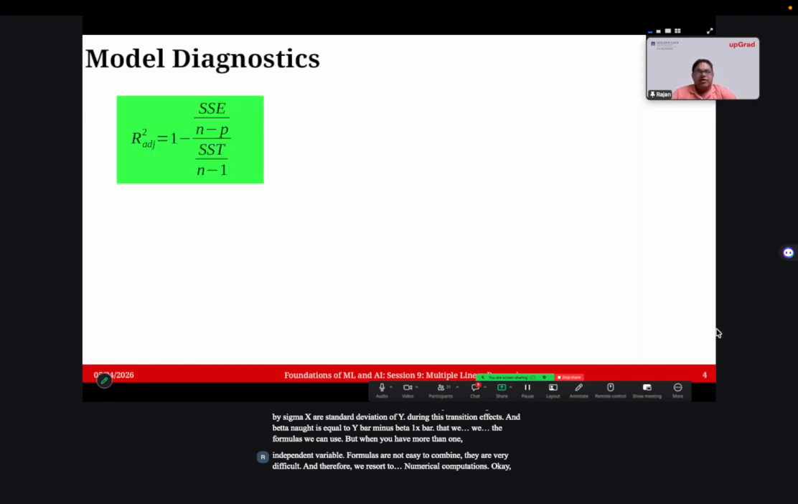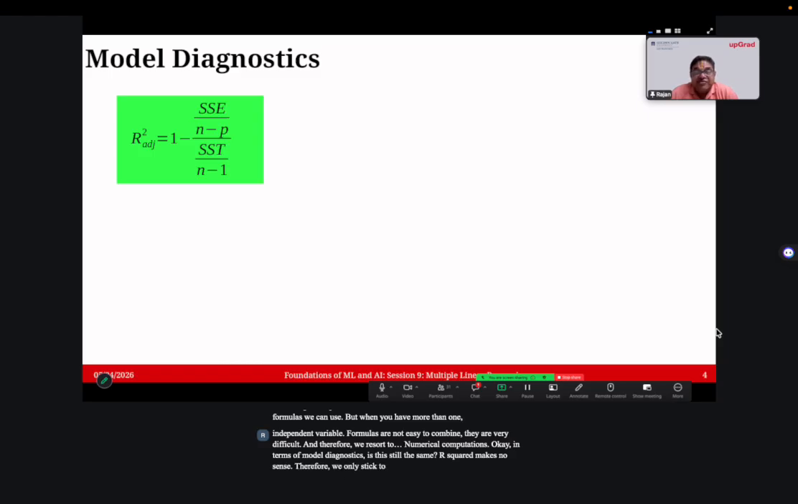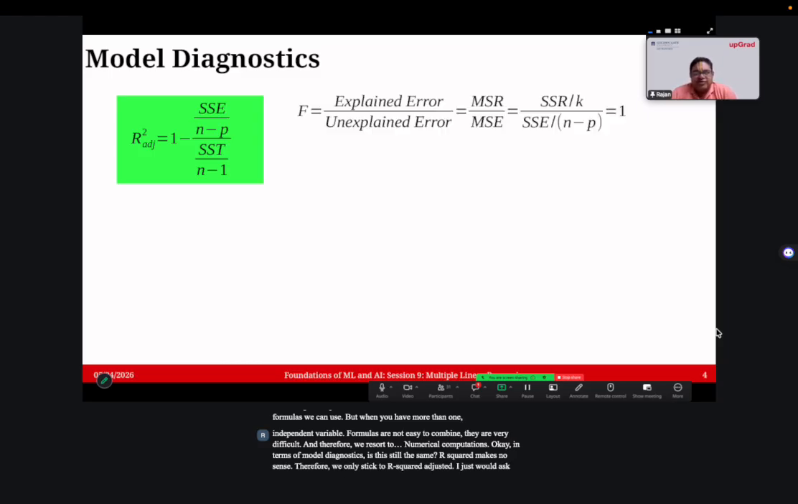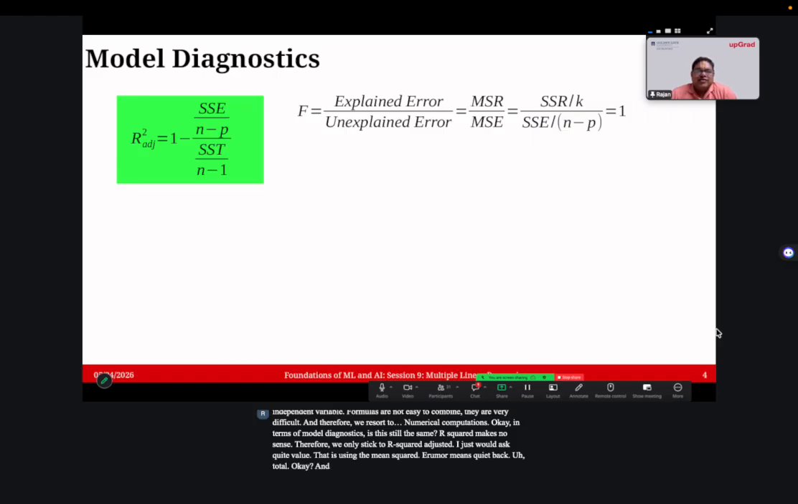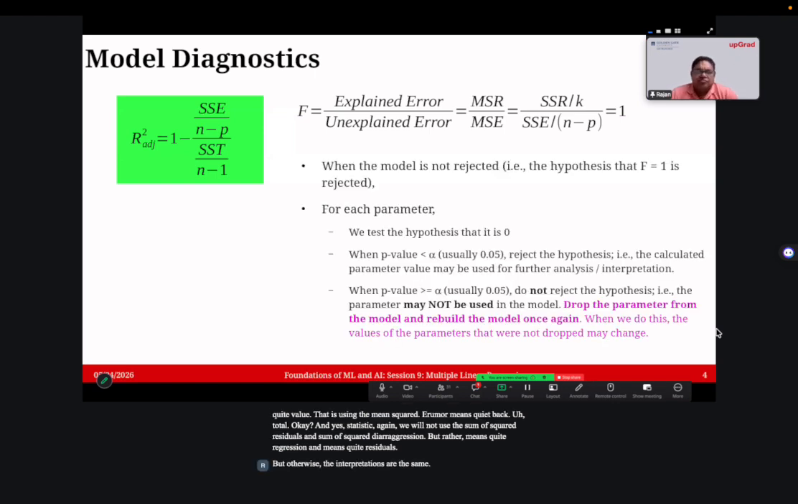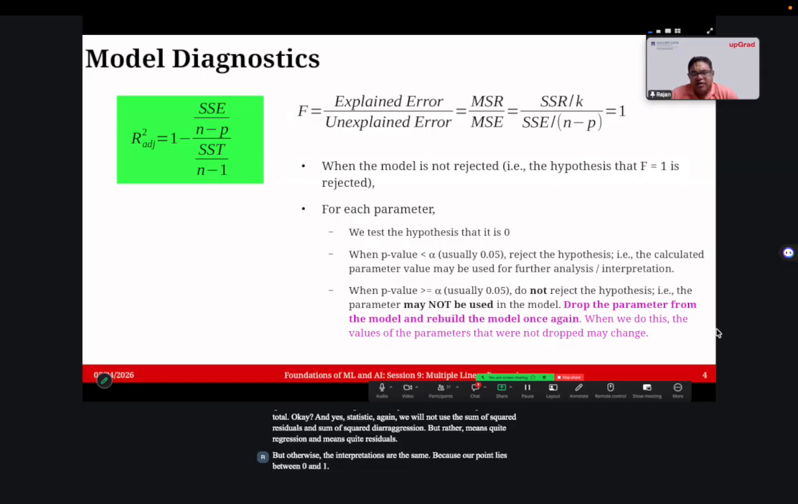Okay. In terms of model diagnostics, it is still the same. R squared makes no sense. Therefore, we only stick to adjusted R squared value, that is using the mean squared error over mean squared total. Okay. And for F statistic, again, we will not use the sum of squared residuals and sum of squared regression, but rather mean squared regression and mean squared residuals. But otherwise, the interpretations are the same, because R squared lies between 0 and 1, and F statistic is greater than 1, same thing happens.